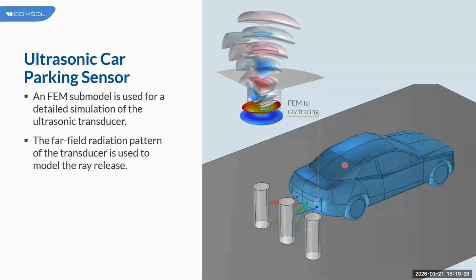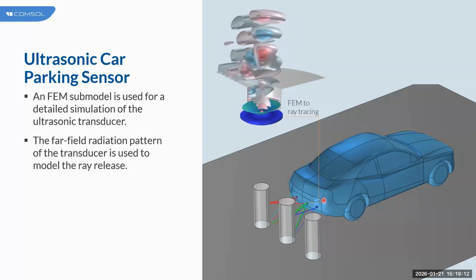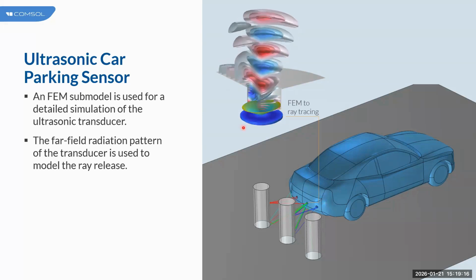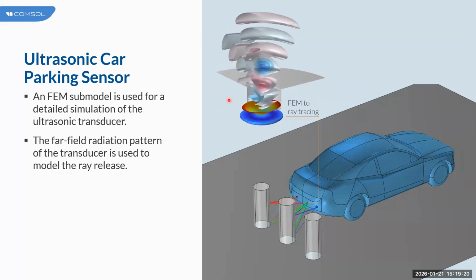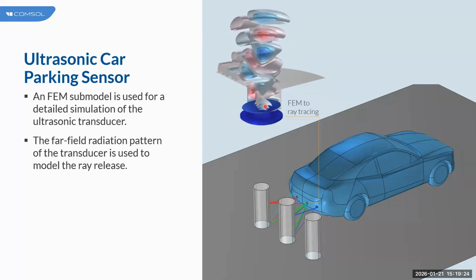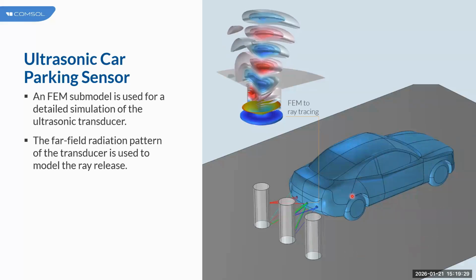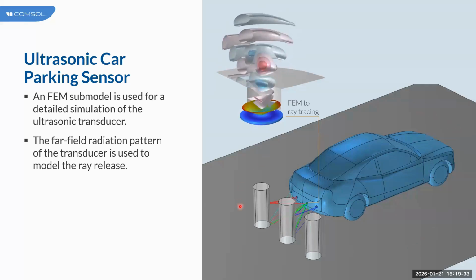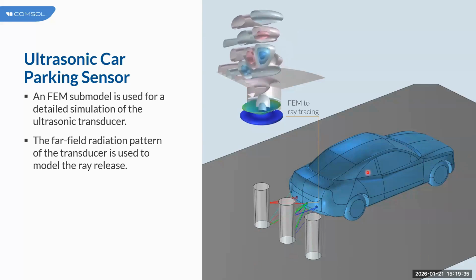So here you see the example of this ultrasonic car parking sensor, which demonstrates how you can model an ultrasonic transducer as a standalone component. You then use the results of that to define a source in a very large scale model of the propagation, to understand the propagation of the sound. So the large scale model is solved using a ray tracing approach.